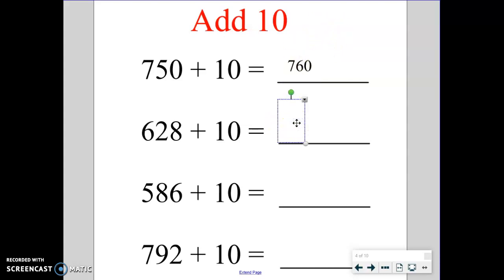On my next one, I have 628. I know I have 6 hundreds, 2 tens, and 8 ones. So my 600s are going to stay the same. I'm going to get 2 tens plus one more 10. 2 plus 1 is 3 tens plus those 8 ones. So 638.